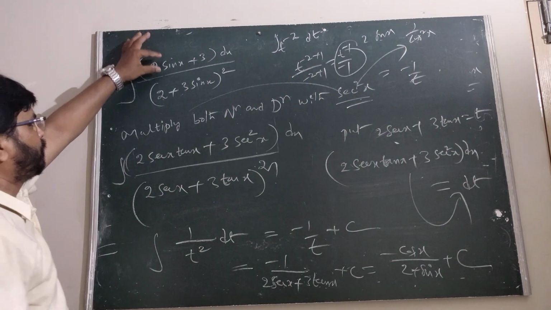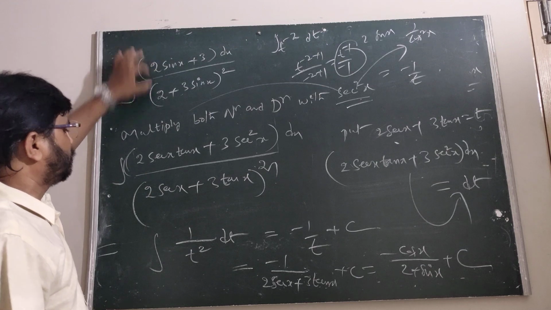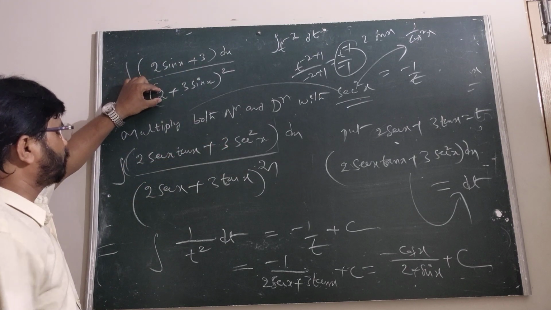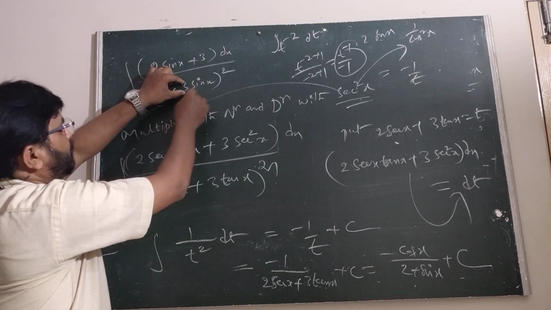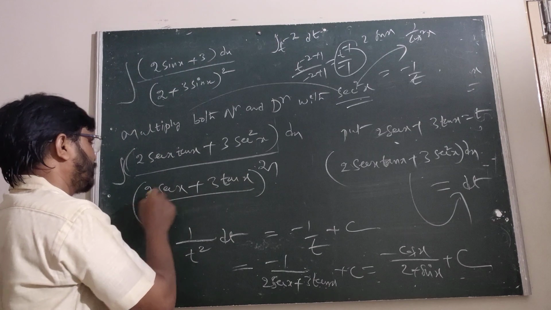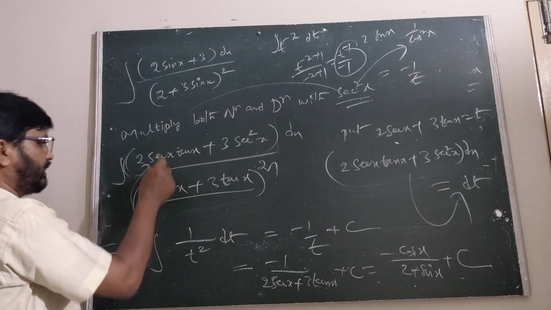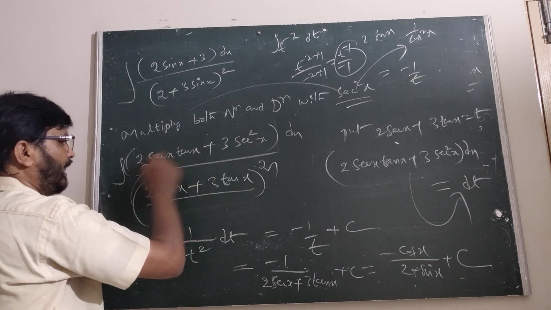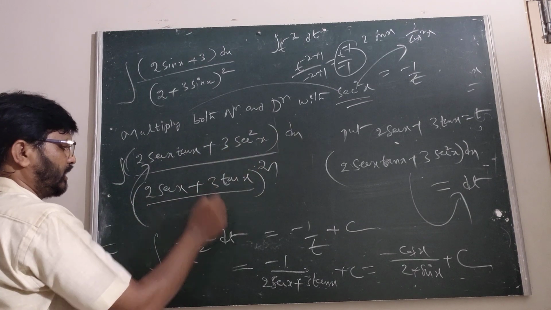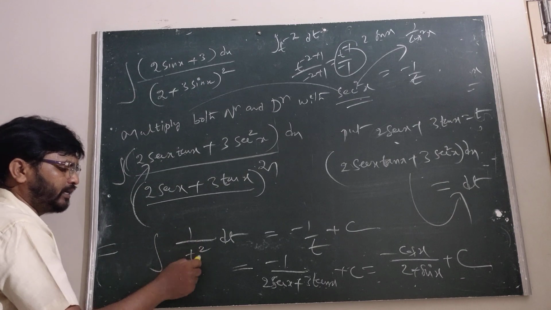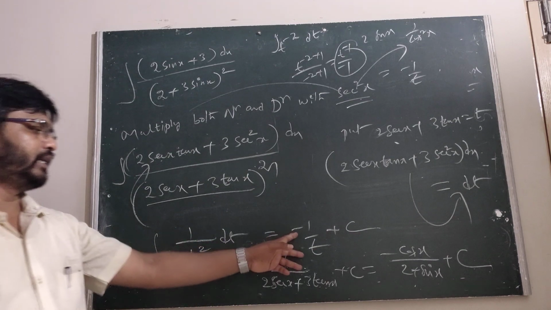When we multiply with secant square x, this is the 2 secant x tan x, and this is the secant square x. Here 2 into secant is the 1 by cos, that is the tan x. When it is the derivative of this one, derivative of secant x is secant x tan x, derivative of tan x is secant square x. Entirely this one is the dt, this is the t square. 1 upon t square, 1 by t square dt is the minus 1 by t.